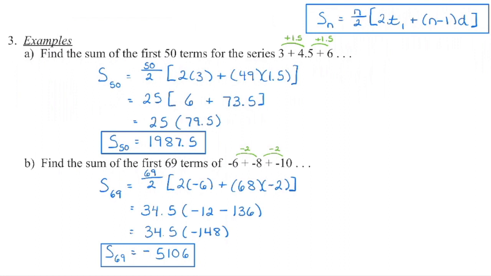And one more time, this time we're looking for the sum of the first 69 terms for this series. Check first of all, is it arithmetic? So each time we're adding -2, so it is going to be arithmetic. So we have 69 terms divided by 2. This is how many pairs we'll have. 2 times the first term plus, if there are 69 terms, we will have 68 common differences of -2. Go ahead and simplify, and we can quickly get the sum of those terms.